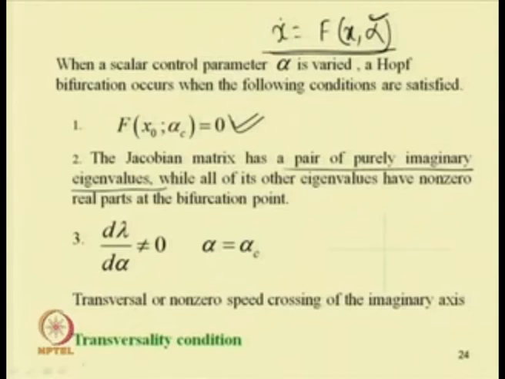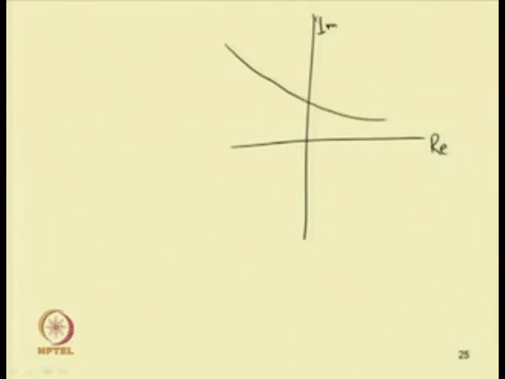If one plots all the eigenvalues, with the real part on one axis and the imaginary part on the other, then at the critical point one can see that a pair of complex conjugate eigenvalues will cross the imaginary axis. So, it will have a non-zero imaginary part, and the real part becomes 0, so one has a pair of imaginary roots.